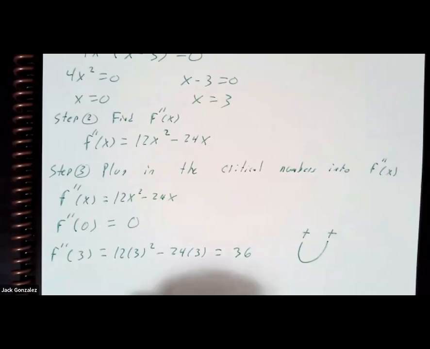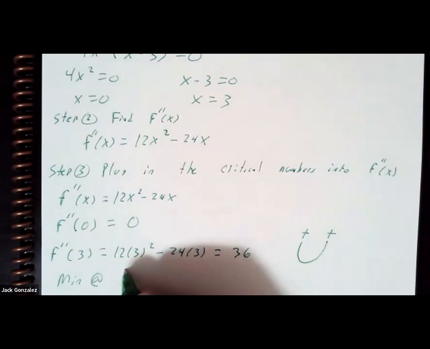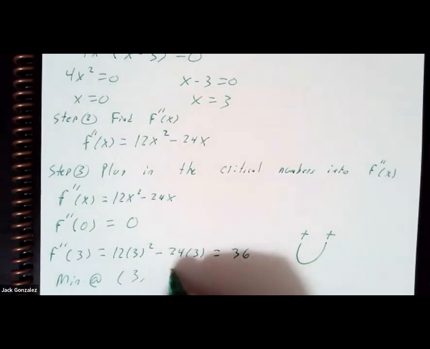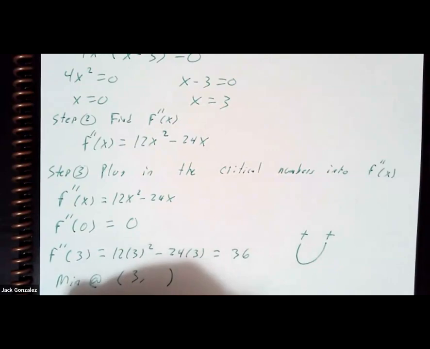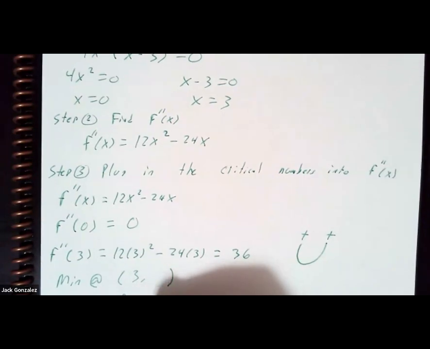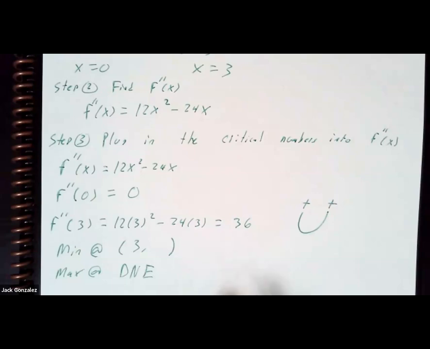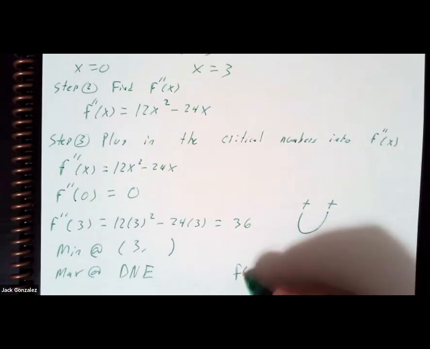Yes. So that means we have a minimum at 3 comma something. I don't know what that other number is. We do not have a maximum. But to find the y, right, you'd have to plug it in to here.